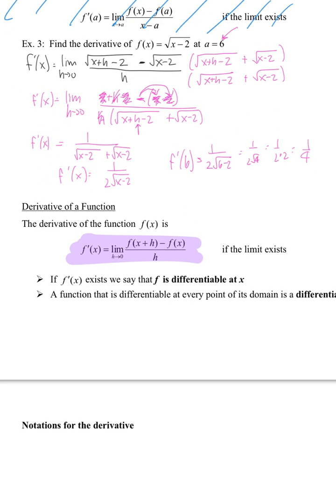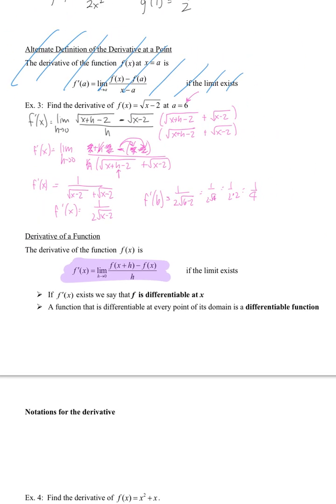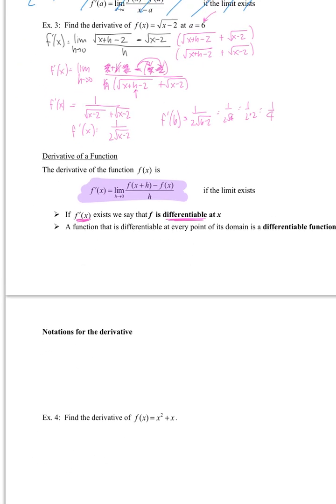Okay, so some things that you can read here in this little definition. If f prime of x exists, we say that f is differentiable. All that means is if I say the word differentiable, it means I'm able to take the derivative. And then here's some more notation because we know how much we love notation.